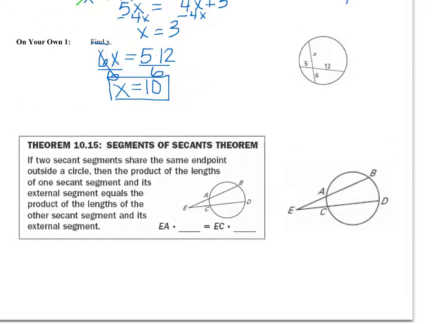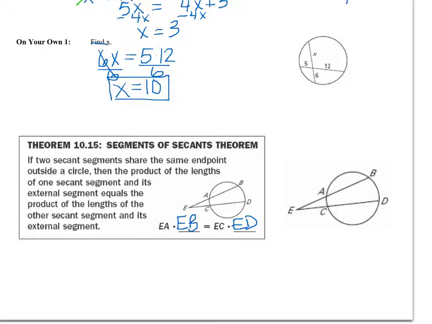Down here, theorem 10.15. This one says, if two secant segments share the same endpoint outside a circle, then the product of the lengths of one secant segment and its external segment equals the product of the lengths of the other secant segment and its external segment. So in here, EA times EB is going to equal EC times ED. So you do the little piece times the whole segment and the little piece times the whole segment.